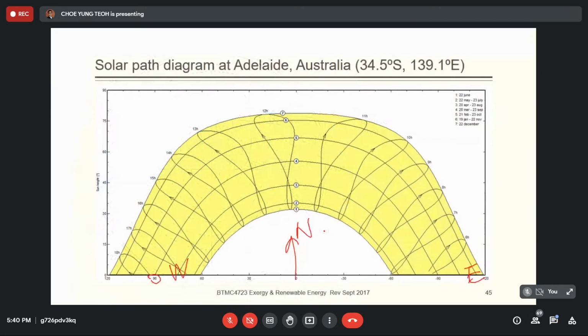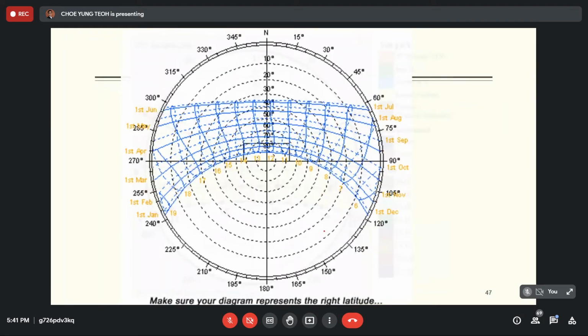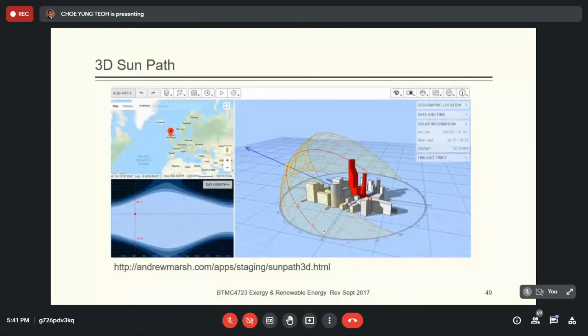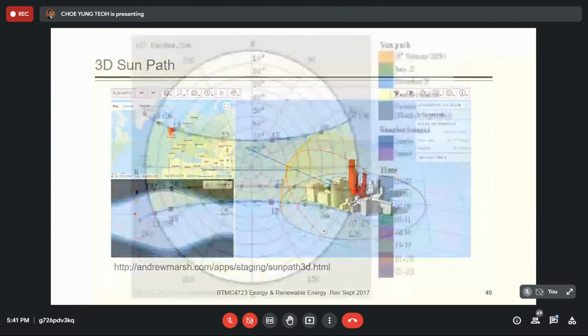Okay, other than that, this is the 2D sun path diagram. We also have the 3D sun path diagram. This one's still 2D, but it's in another form, something like angle. Okay, and we also have 3D, something like this, 3D sun path. But of course, 3D sun path is quite new. We can just refer to the internet. If you want to draw on paper, it will be very tricky. Okay, just look at this first.